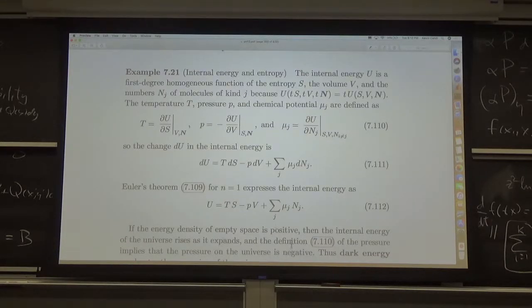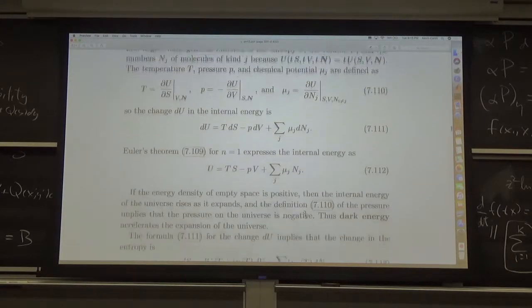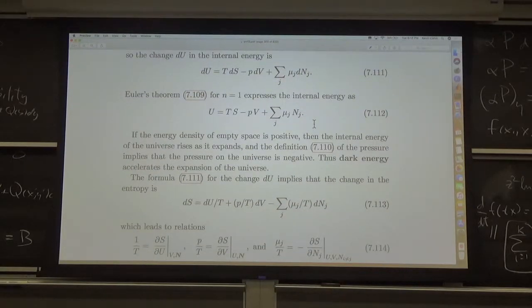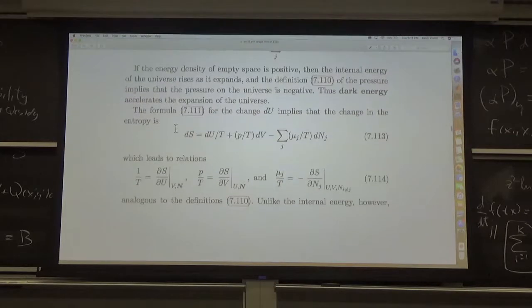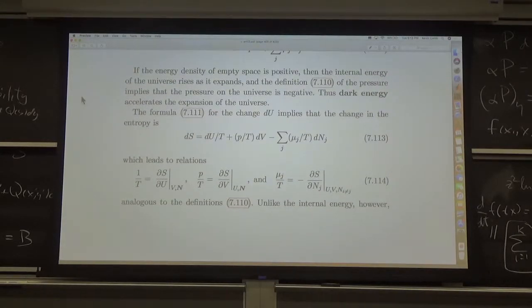Then Euler's formula tells us that the internal energy can be expressed as, in other words, 1 times f of x, the independent variables times the partial derivatives with respect to them. And so the internal energy is the entropy derivative times S, minus P times V, minus P being the V derivative of U, and then all these derivatives of U with respect to the Nj. So this formula for the internal energy is actually an example of Euler's theorem for n equals 1.